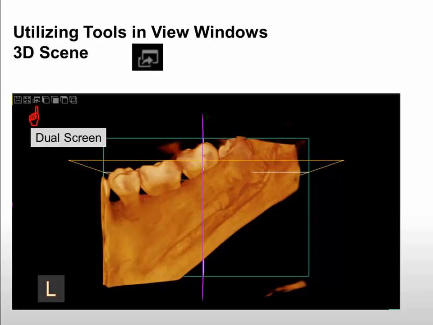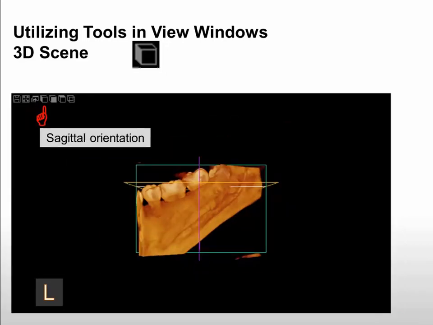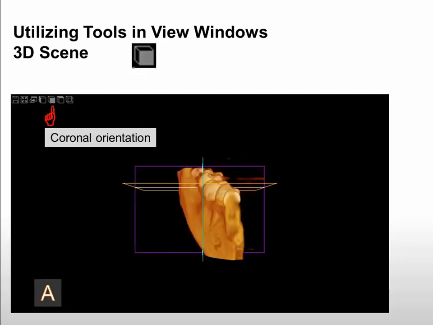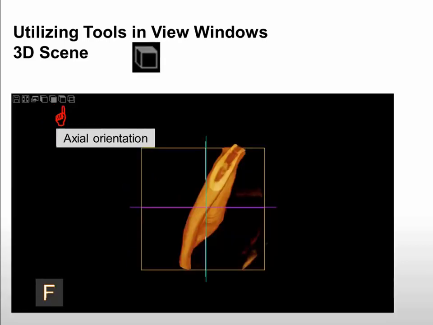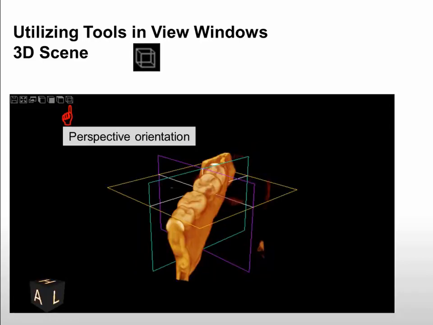The Dual Screen button opens the current view inside a new window. You can drag the new window to another monitor. Sagittal orientation changes the 3D scene to a sagittal orientation. Coronal orientation changes the 3D scene to a coronal orientation. Axial orientation changes the 3D scene to an axial orientation. Perspective orientation rotates the 3D scene to give perspective from all slices from this view.